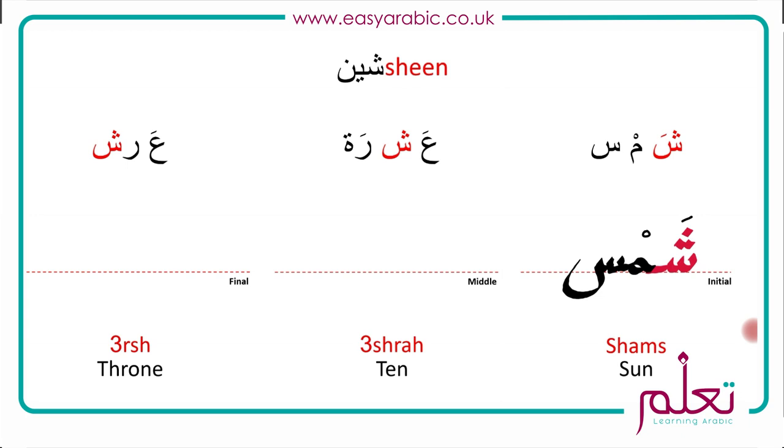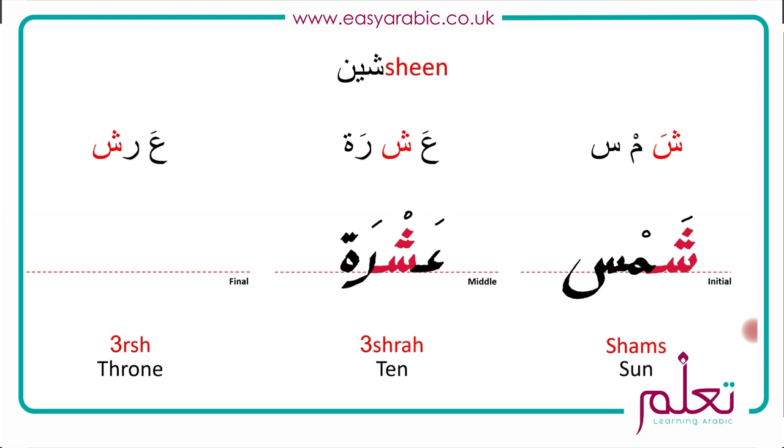Next we have Ashura, which is 10. So we have the letter Ayn. Then we have the letter Sheen. Then we have the letter Ra. Now here, because the Ra is again a naughty letter, the Ta Marbuta that we add to the end is exactly the same. So it's like that. The two nuktas. If it was joining on, then you see the other form that I showed you earlier on. But here, it would be the independent one. So that's Ashura.